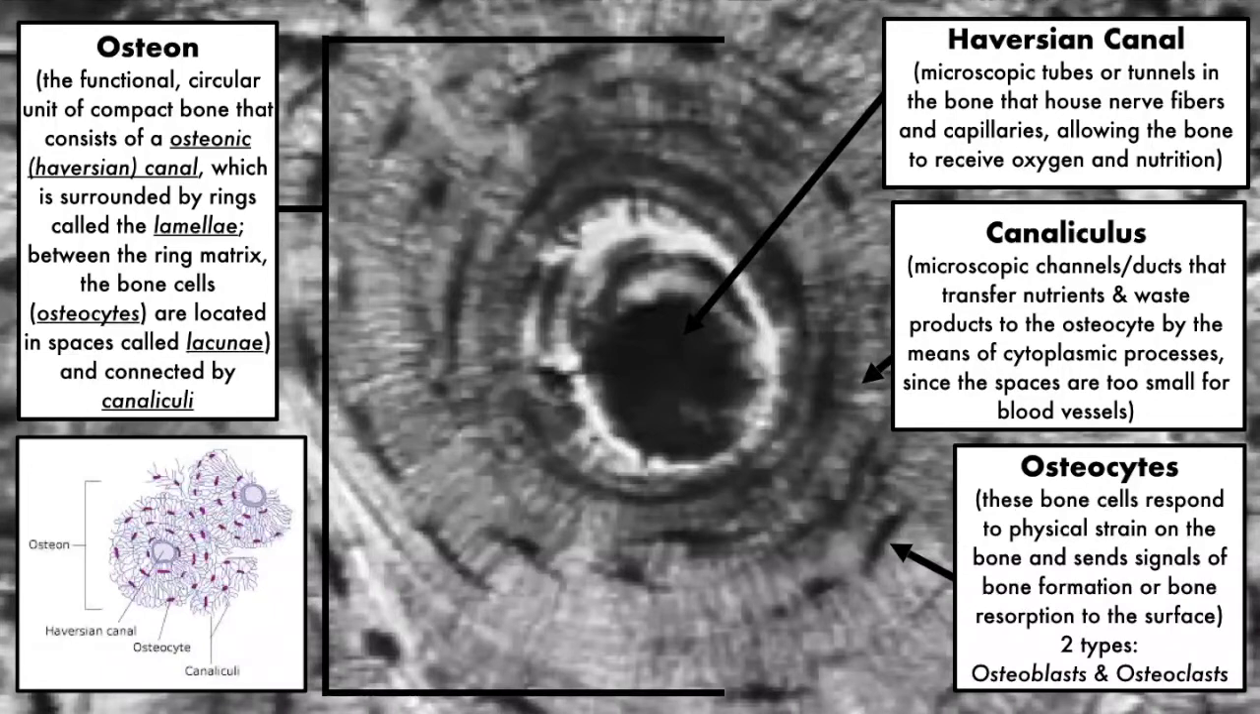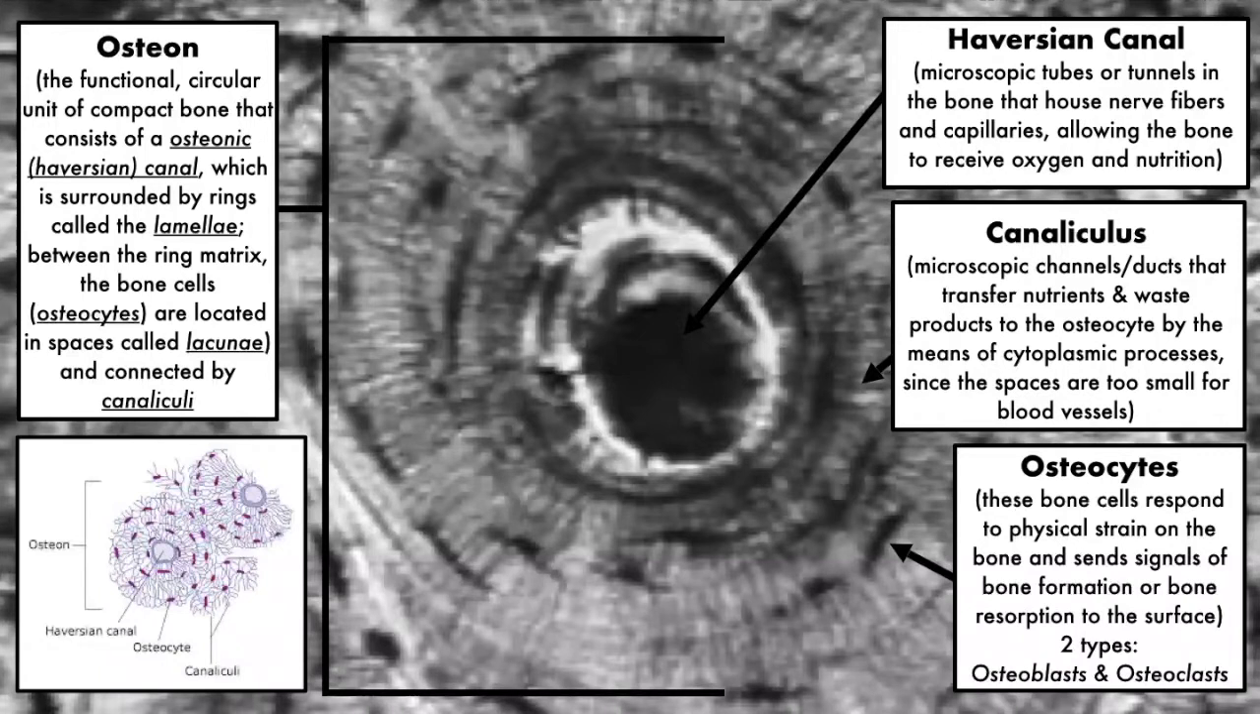So we have the osteon, the Haversian or osteonic canal, the lamellae, the lacunae, which hold the osteocyte, and then we have the canaliculi, which are the connection between the rings.